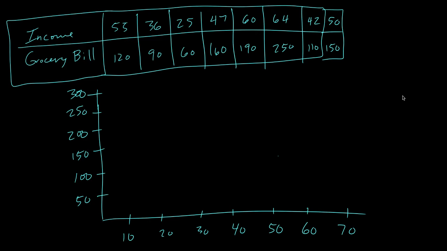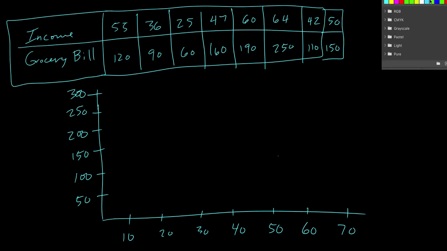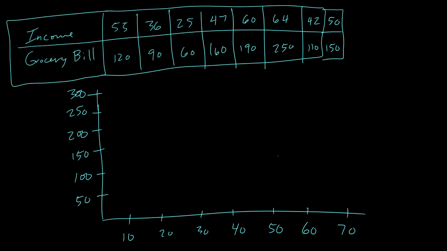Hey math kids, here's some data that we're going to use to find the least squares regression line. It's based on income, which is measured in thousands of dollars, and then compare that to their grocery bill, which is measured in just dollars. So the first thing the problem asks us to do is to plot this data.